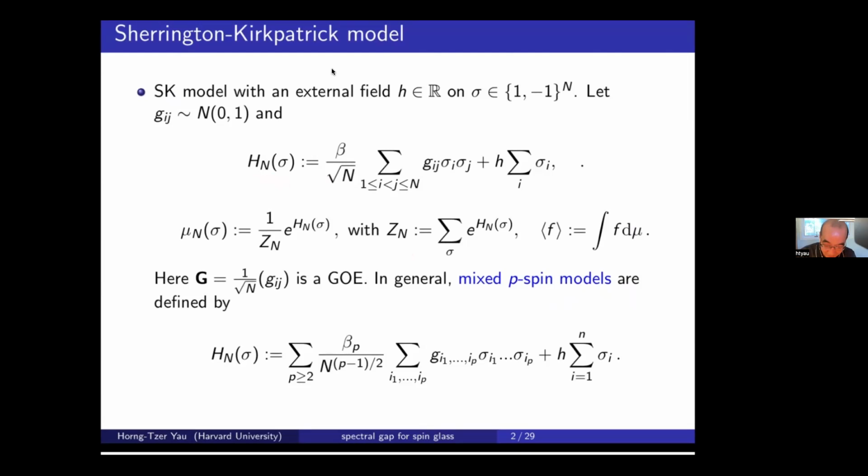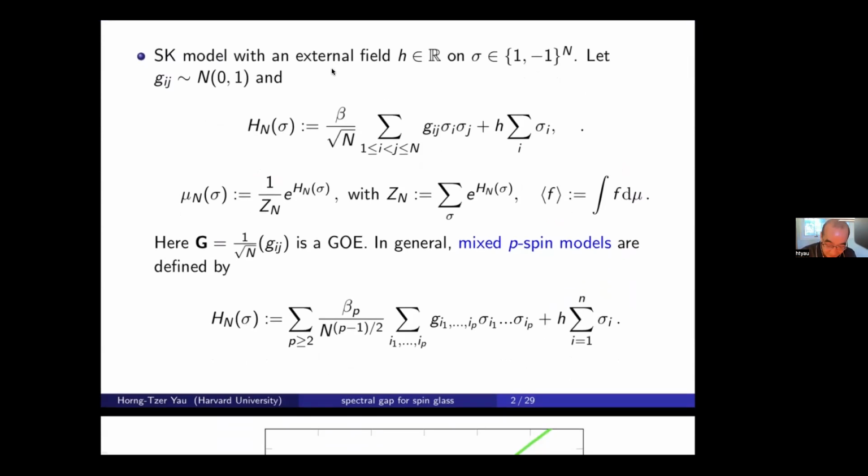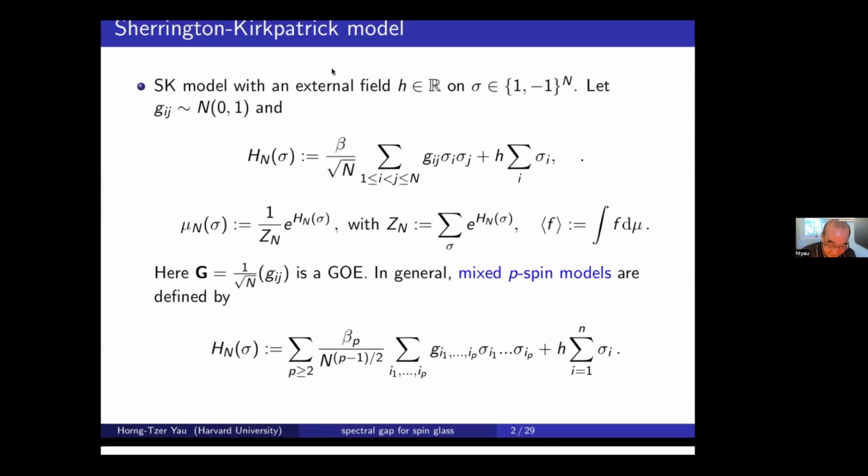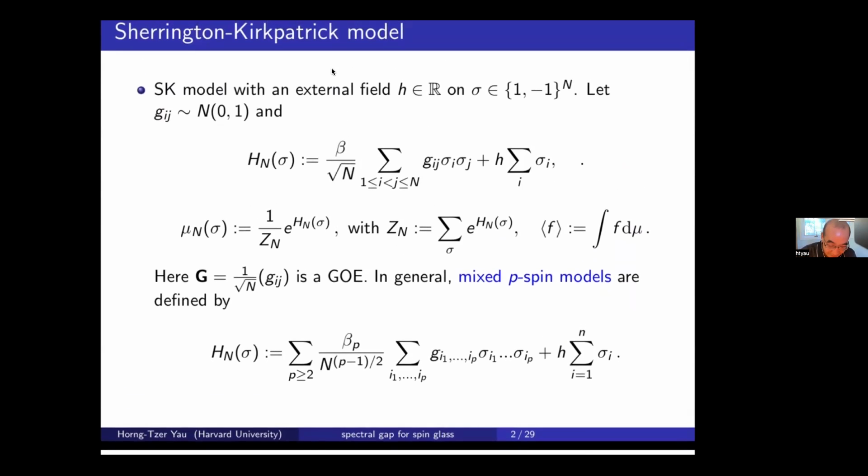As usual, I will use this bracket to mean the expectation with respect to this measure. And later I will also use E. Every time I write E it is with respect to the randomness, and this bracket is with respect to the Gibbs measure. Now, if you look at this, you find that this matrix is really a Gaussian orthogonal ensemble, for those of you who like random matrices.